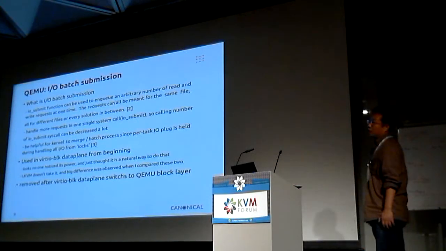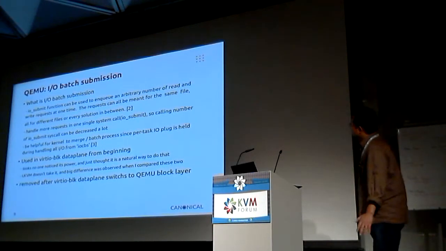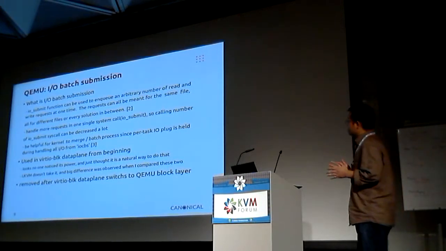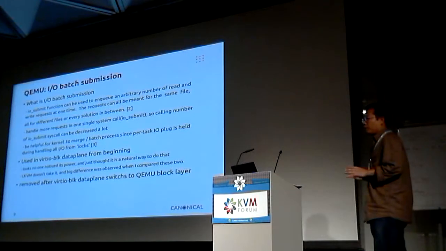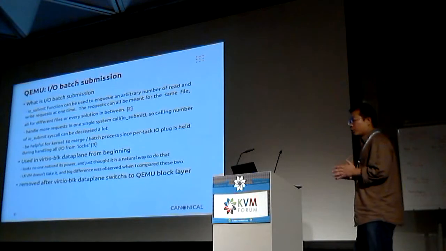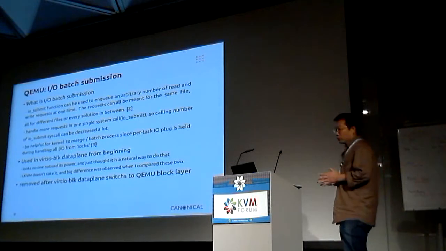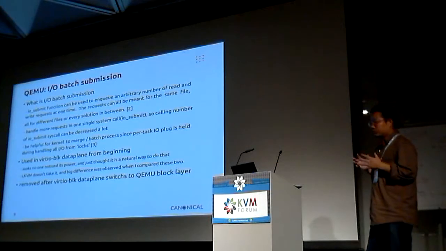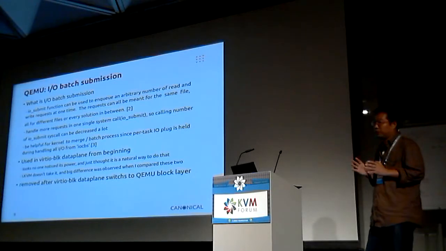The first optimization is about IO batch submission. Before I explain IO batch submission, let's see the io_submit system call first. This system call can be used to submit an arbitrary number of read or write requests at one time. The requests can be submitted to one file or more than one file. So why not let io_submit handle more requests? Then the number of calls to io_submit, which is a system call, can be decreased a lot.